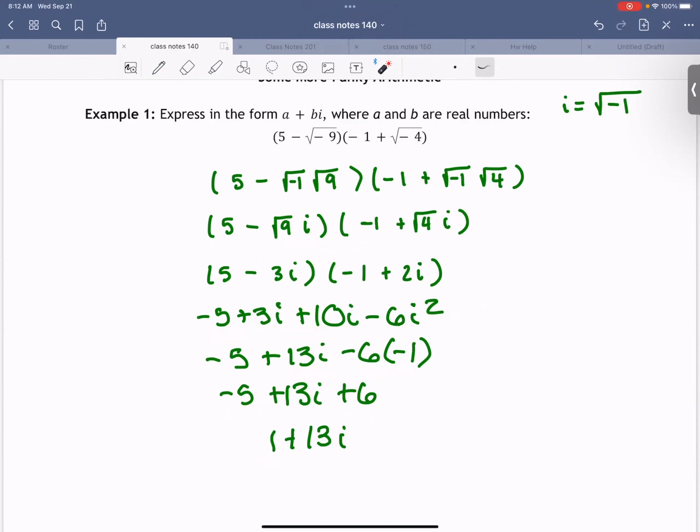Awesome job. I really like how Ainsley wrote the -1 instead of the i squared. You don't have to do that, but I promise you it will save you from a lot of mistakes if you write the -1 and show this step. Any questions on example 1? All right.